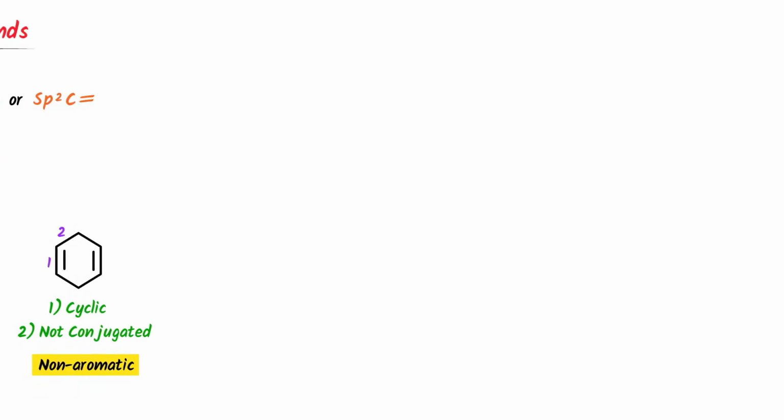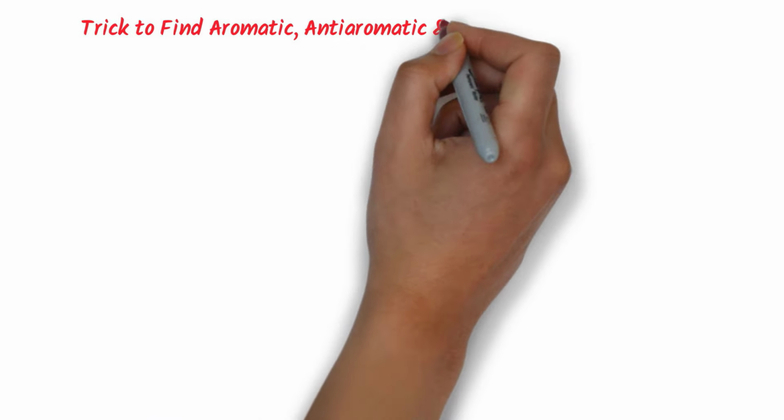Now I will teach you the super easy trick to find aromatic compounds and anti-aromatic compounds. For aromatic and anti-aromatic compounds, I write 2, 4. Now listen carefully. I add 4 to this 2 successively. 2 plus 4 is equal to 6. 6 plus 4 is equal to 10. 10 plus 4 is equal to 14.